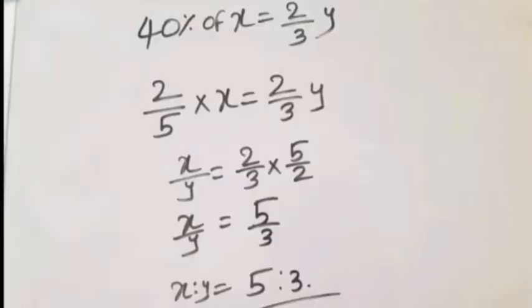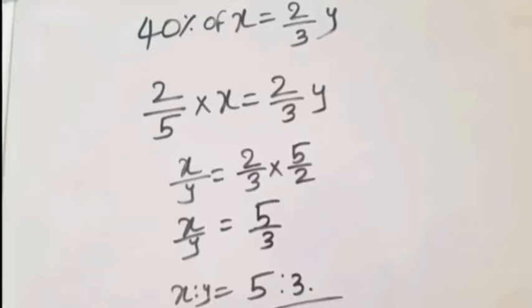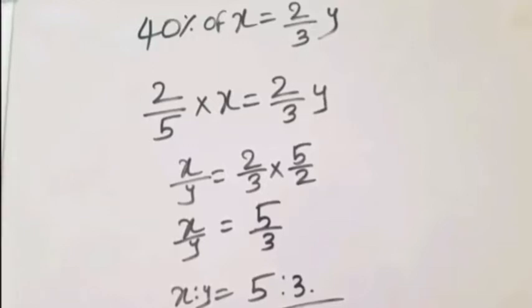So 40% of x is equal to 2 by 3 of y. So let's treat the numbers as x and y. Write what is given, like that. So 40% can be written as 2 by 5. We saw the percentage calculations in the previous video. If you have not yet seen that video, go and watch it, so you may get some clarity about this.